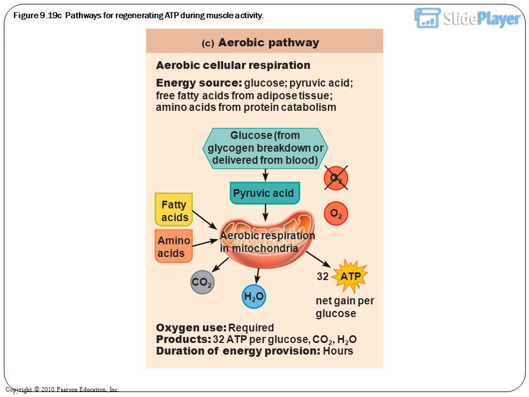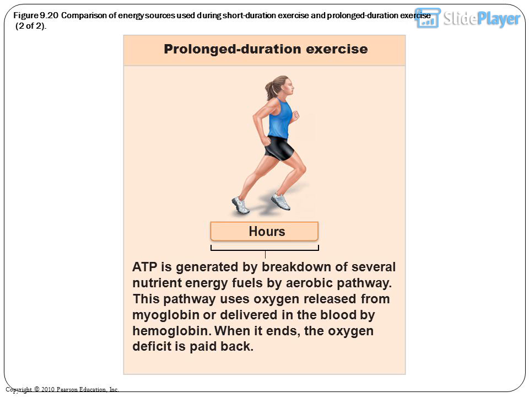Glucose, from glycogen breakdown or delivered from blood. Aerobic respiration in mitochondria produces CO2, H2O, and ATP from pyruvic acid, fatty acids, and amino acids. Net gain per glucose: 32 ATP. Prolonged duration exercise.